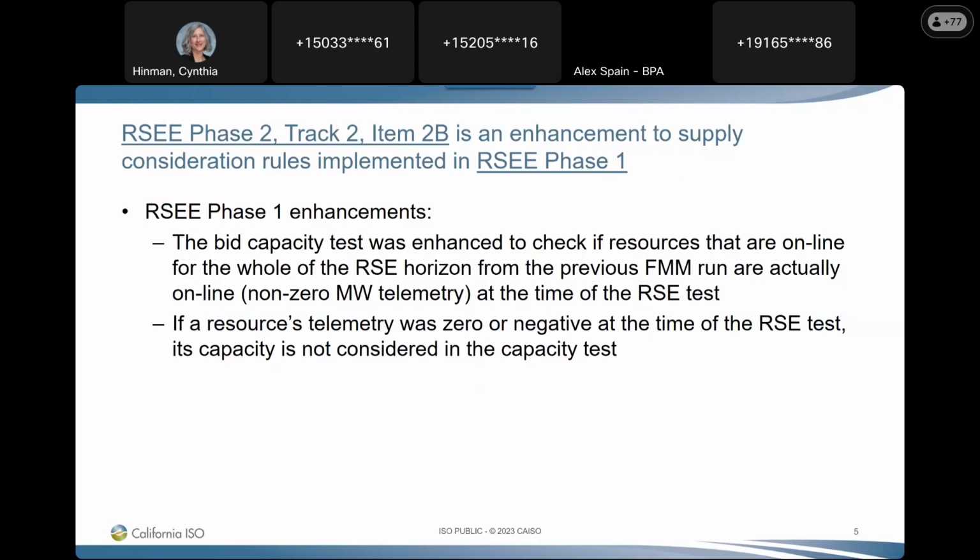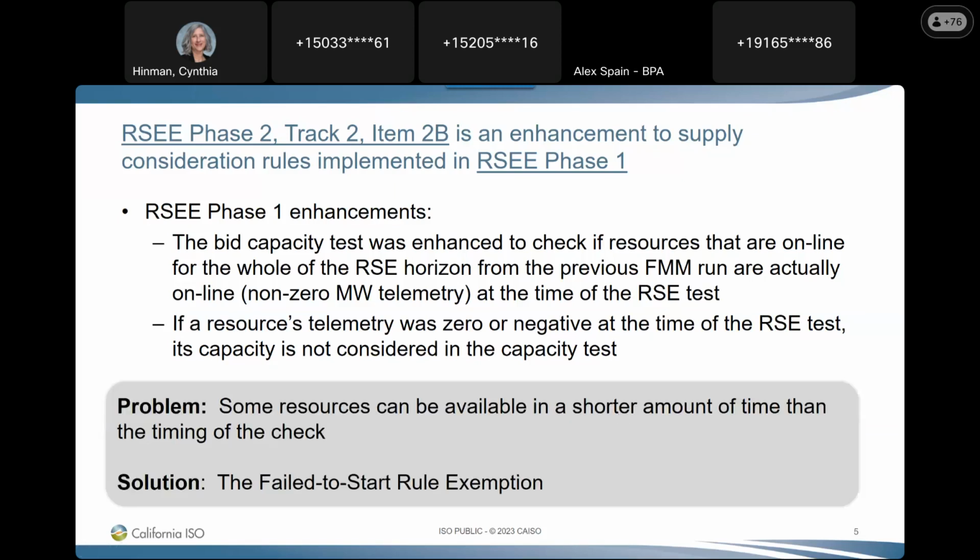So we were counting them if they seemed to be online. If a resource's telemetry was 0 or negative at the time of the RSE test, its capacity was not considered, so it was not counted. And in most cases, that works fine. But the problem was that some resources can be available in a shorter amount of time than the timing of this check. So we wanted to provide an exemption to those resources so that they would be counted for the RSE test.